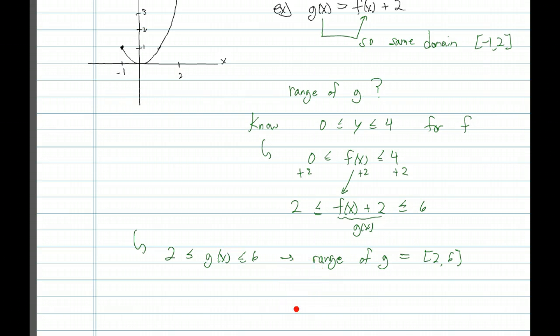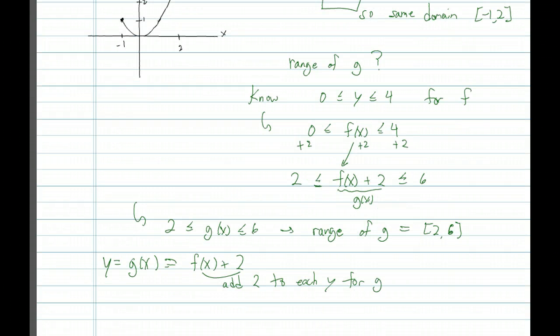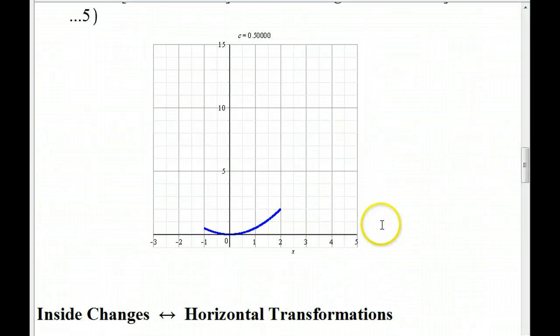Okay, now looking at this a little further, how does that affect the graph? What did we do to obtain the new range for g from the given f? We took the output values for f, and we added 2 units on it. So if we wanted to graph the equation y equals f of x plus 2, we're just taking the y values for the function f, adding 2 on. All right, so we're going to see that that shifts the graph of f up 2 units. Okay, so let's take a look at that.